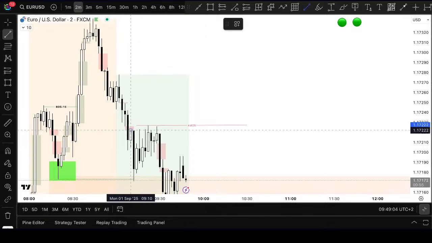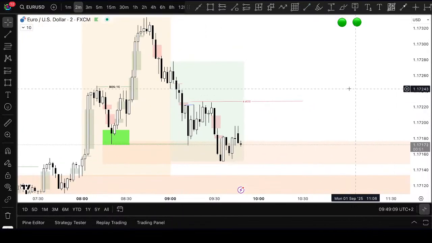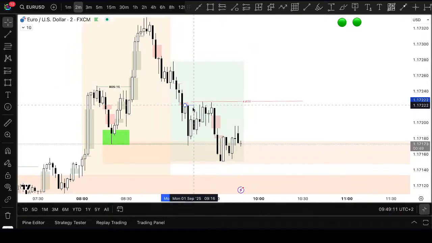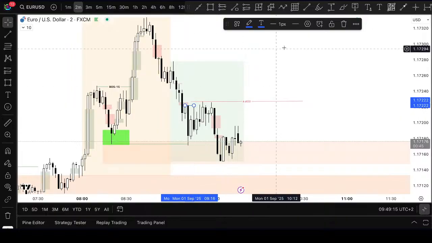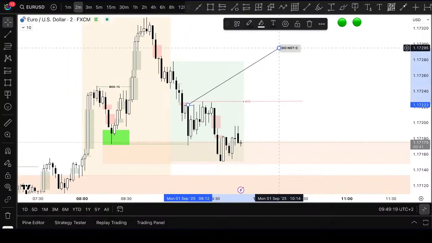Now, next time onwards, I won't consider this as a good place to go long. That's it. Okay, so we need to learn the lesson from here, right? So, what is the lesson? Do not consider this as a break of structure for entry.